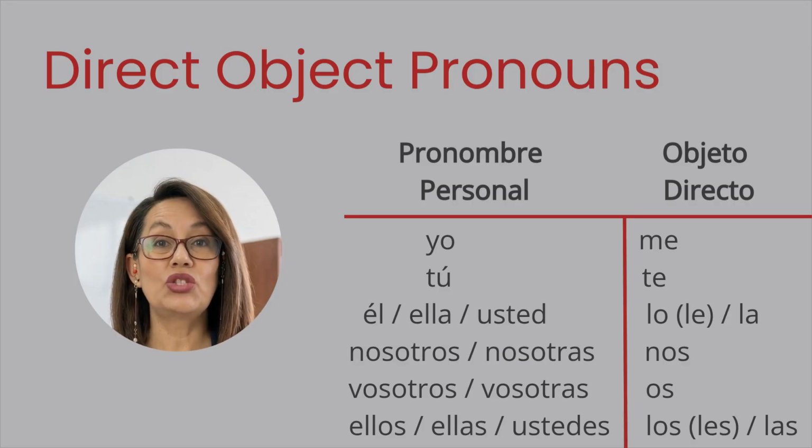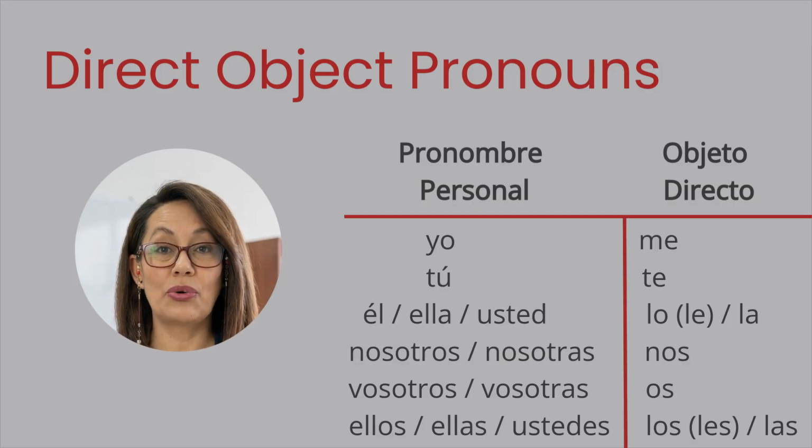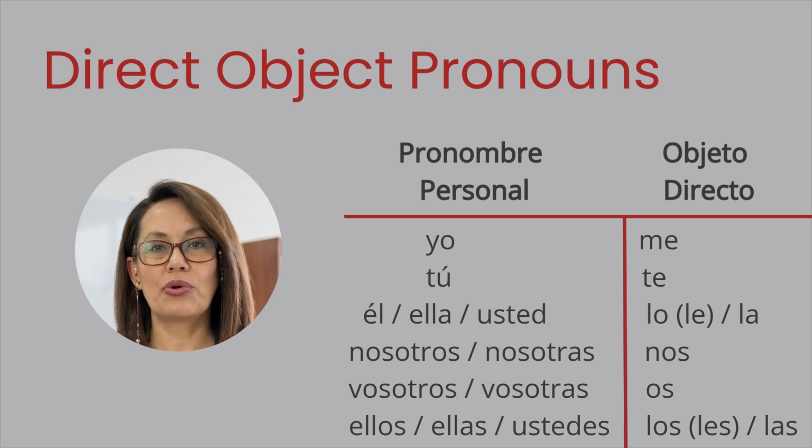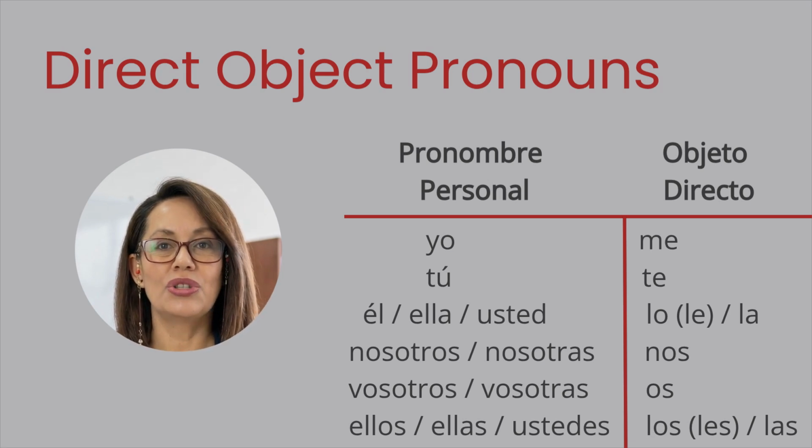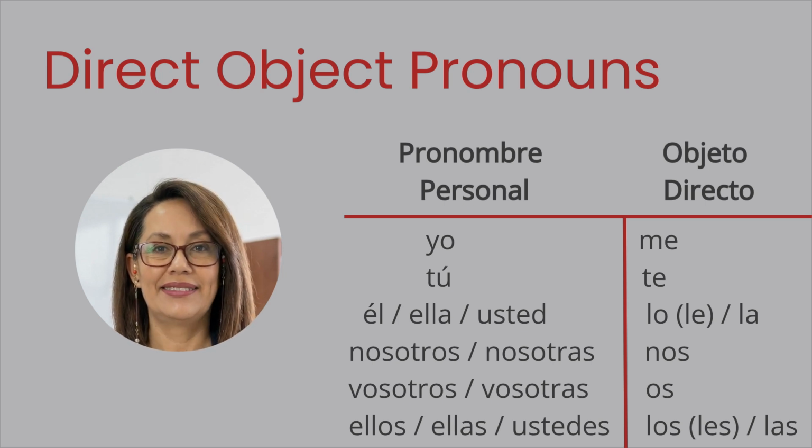Now, in Spanish, we can replace the direct object with a pronoun. The direct object pronouns are me, te, lo, la, nos, os, los, las. The forms le and les are accepted as masculine direct object pronouns only when they refer to people.